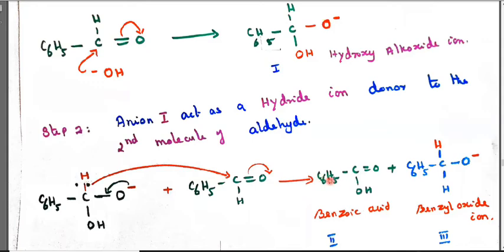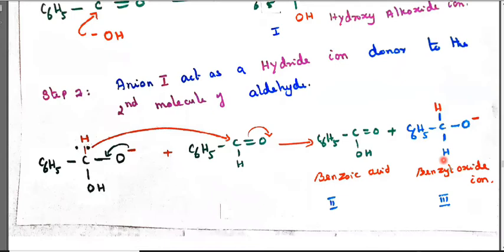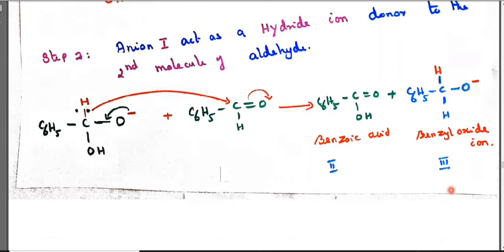So immediately it produces C6H5COOH, benzoic acid, and C6H5CH2O minus, the benzyl oxide ion. C6H5CH2 is called the benzyl group. So there is a new entry of hydrogen, giving the benzyl oxide ion. Benzoic acid is structure 2, and the benzyl oxide ion is structure 3.